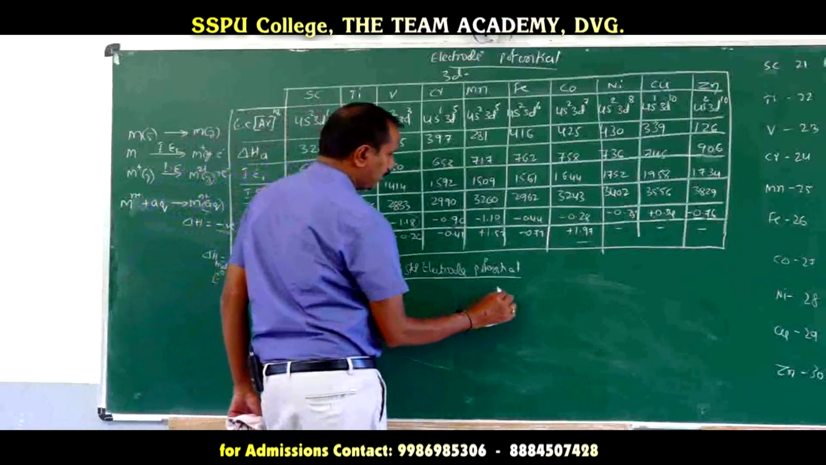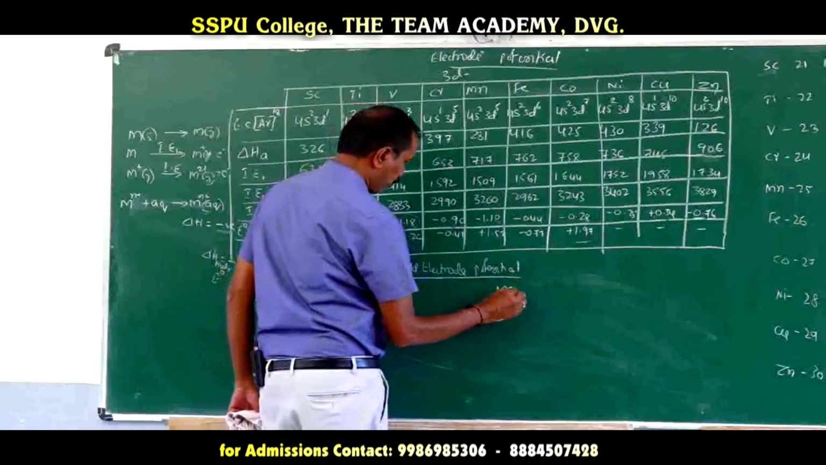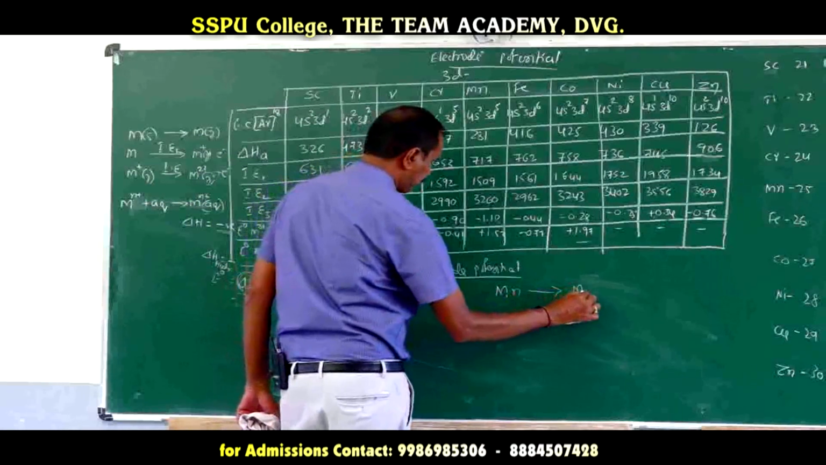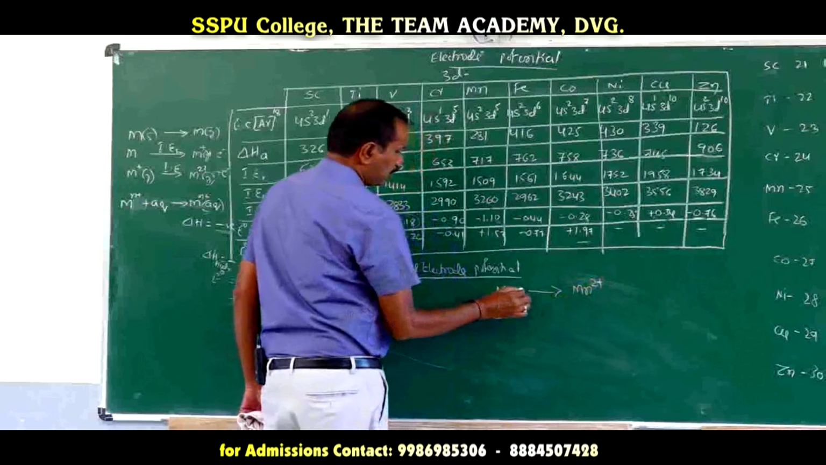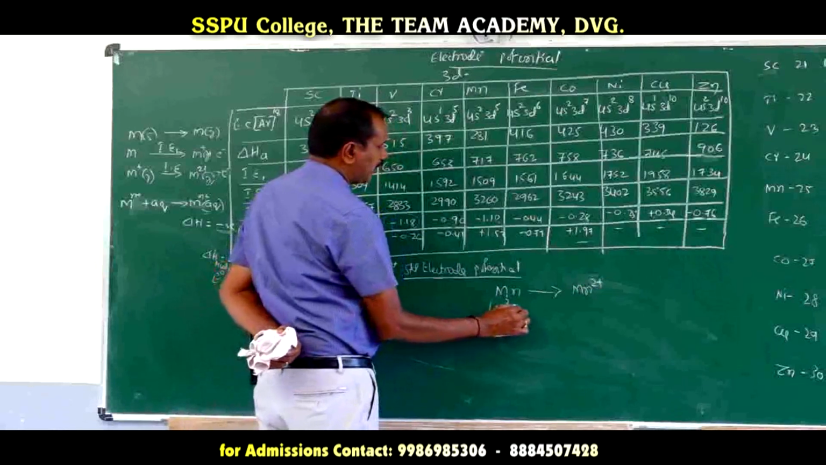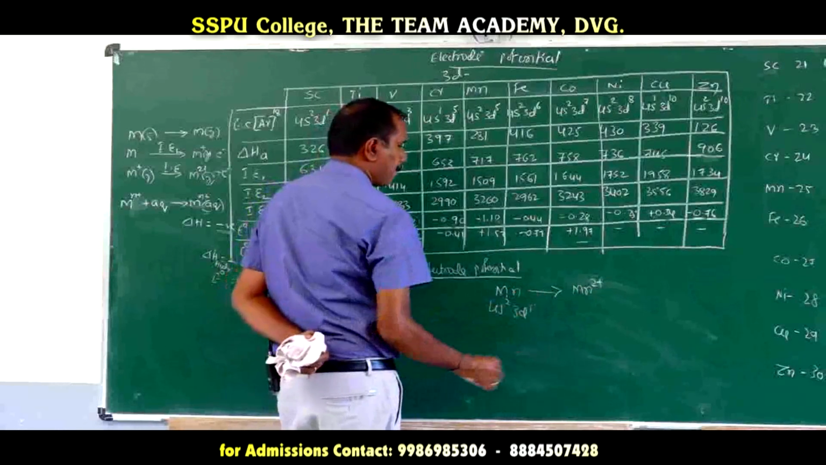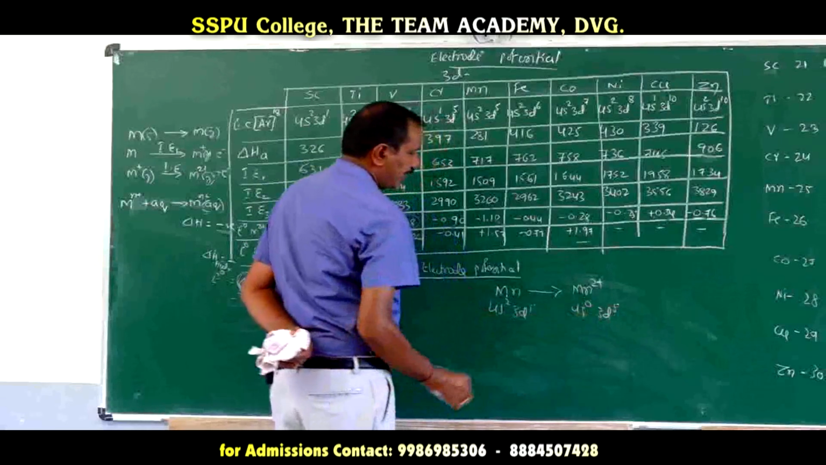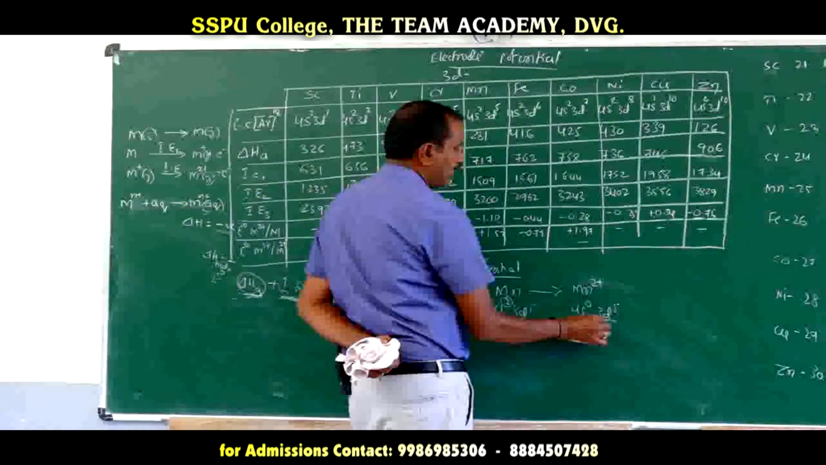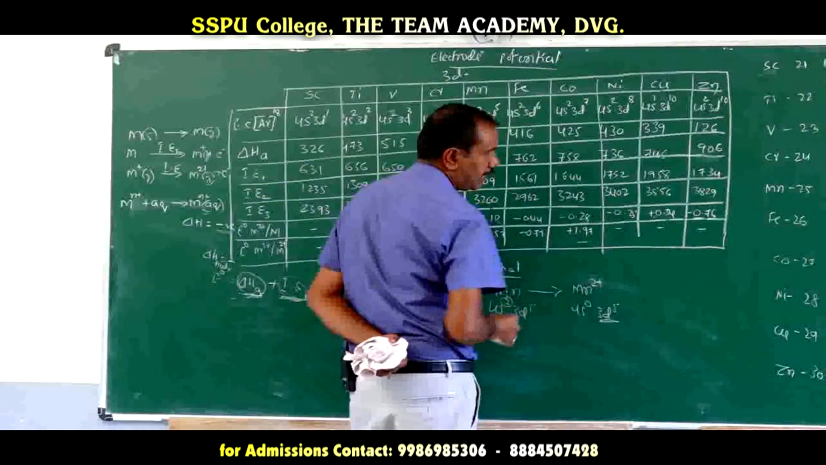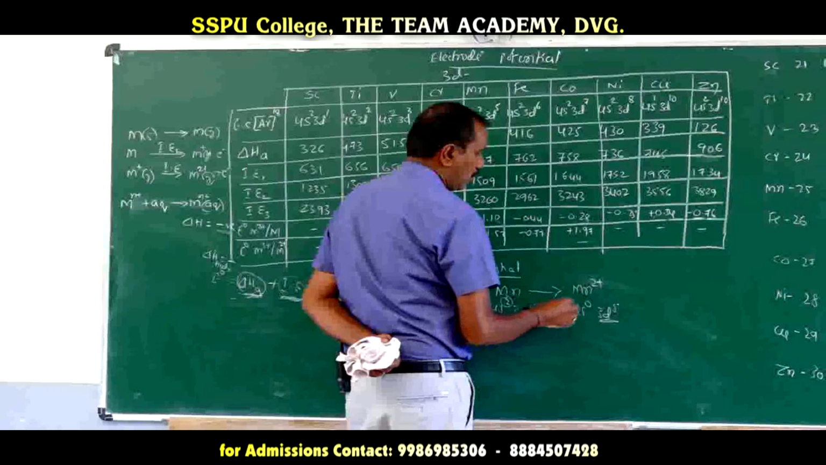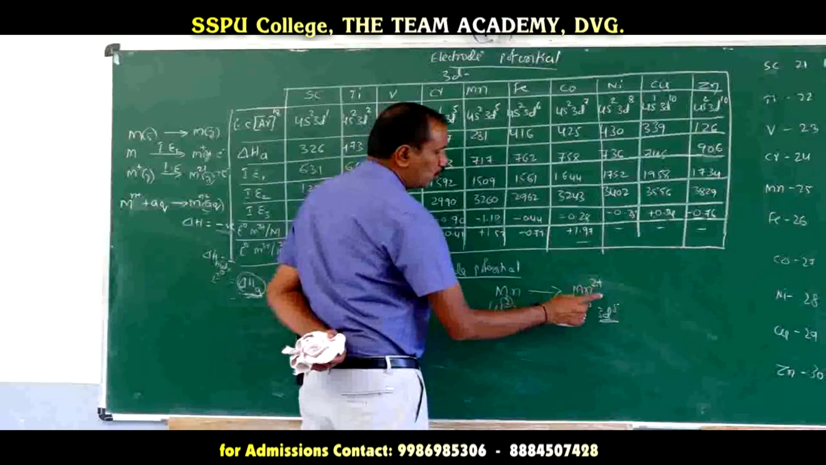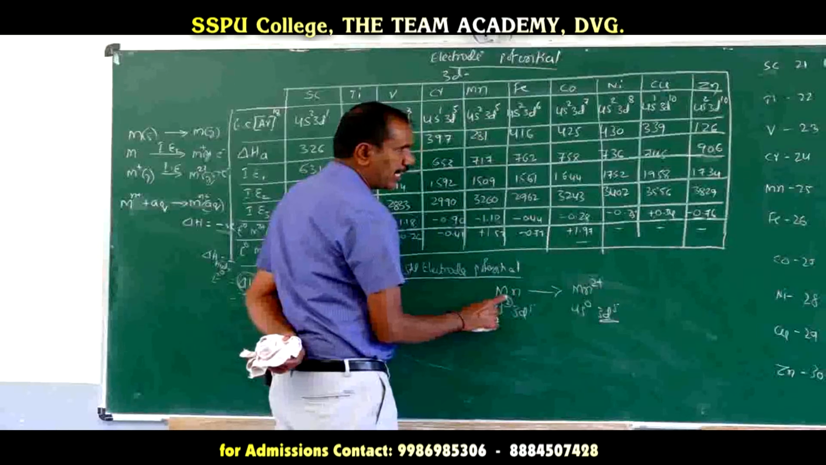The reason is Mn becomes Mn2+. Mn configuration is 4s2 3d5. Mn2+ configuration is 4s0 3d5. It can lose these 2 electrons, finally it can attain the d5 configuration, which is stable. So it can easily lose the electrons, nothing but the IE values are less.